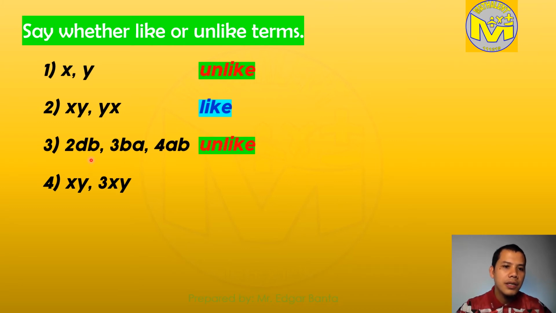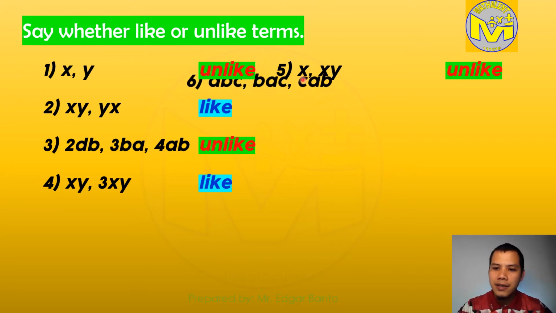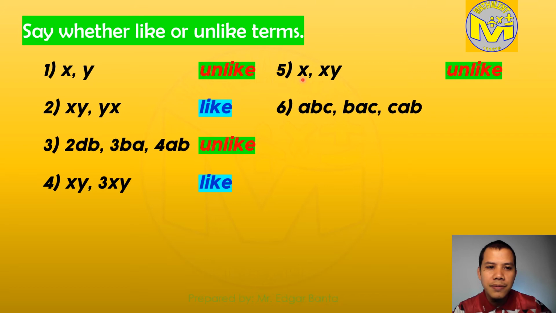Number 4, it is similar to number 2. I think you know the answer. Yes, it is like fractions. No, like terms. I'm sorry. Number 5, X and XY. Very obvious, it is unlike terms because we have just X and here XY. Even though there's an X here, this one is just X and doesn't have Y. So they are unlike.